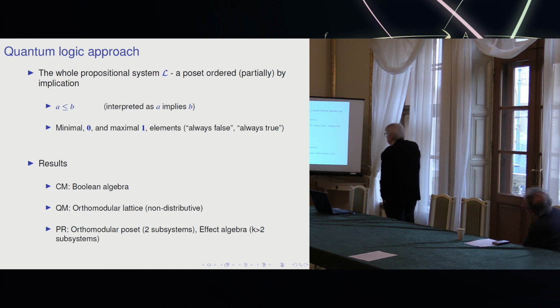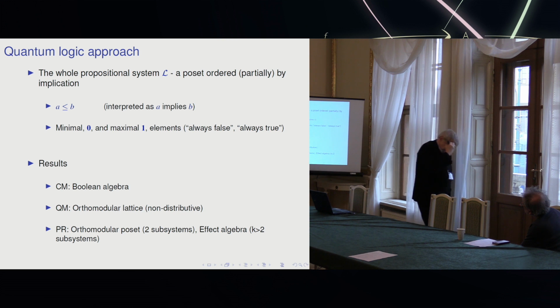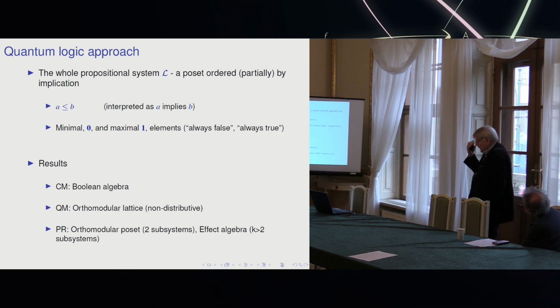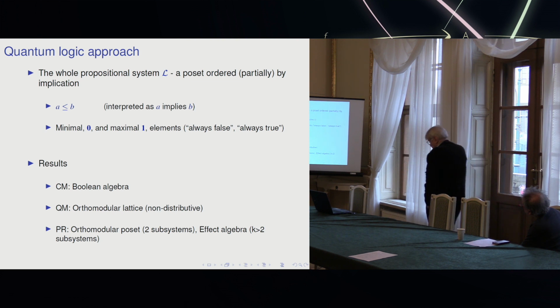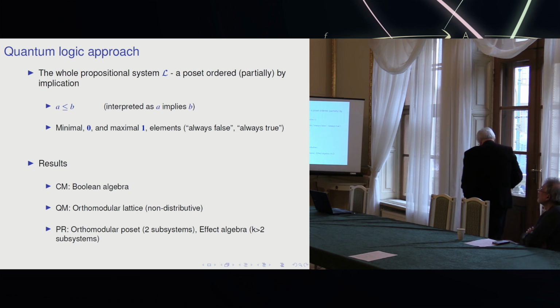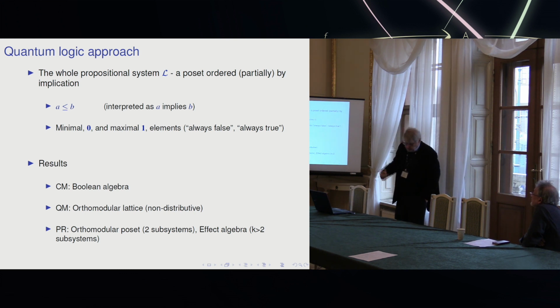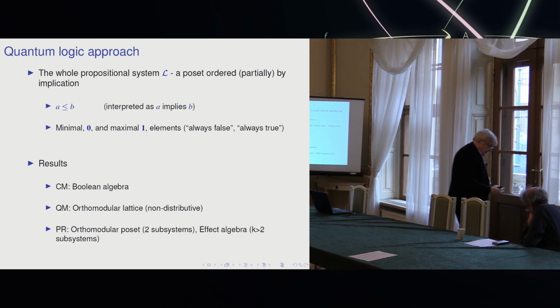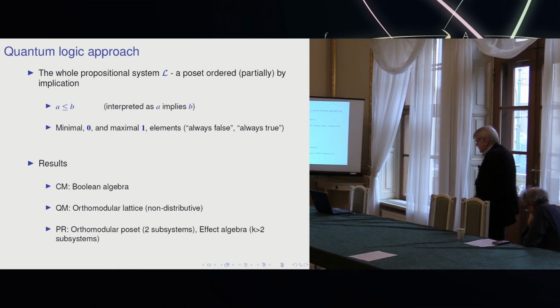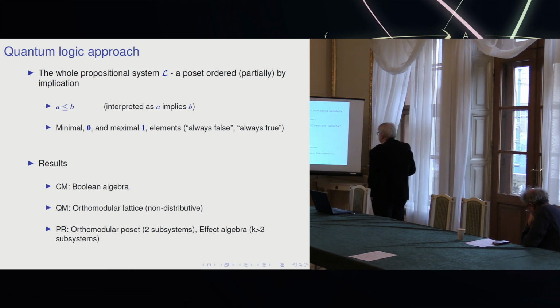So you can define this in terms of joins and meets. This is clear, what I mean. Then there is implication, and this partially orders the set, because if one statement implies the second, there is a link between them. If not, there is no link, so the set is only partially ordered. There are usually some minimal and maximal elements in this formulation: there is always false and always true.